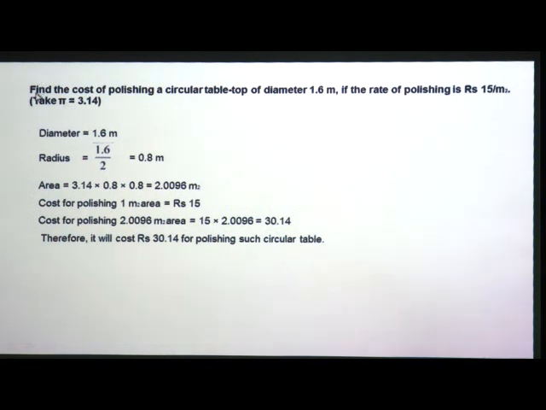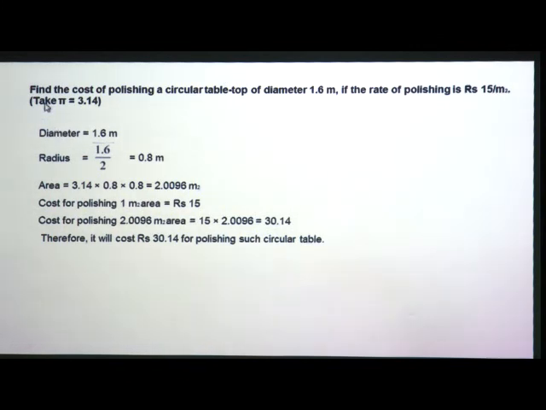So, find the cost of polishing a circular table top of diameter 1.6 meter. Suppose you have a small circular dining table whose diameter is 1.6 meter, and the rate of polishing it is rupees 15 per meter square. Then find the cost of polishing. What will be the amount required to polish that table?